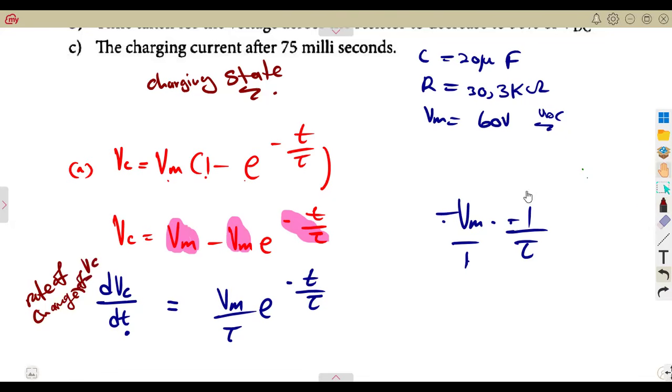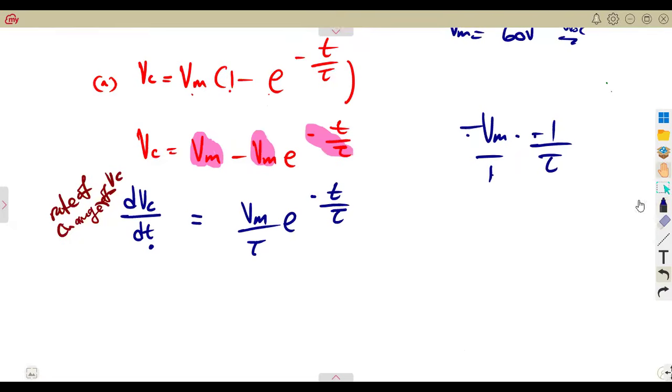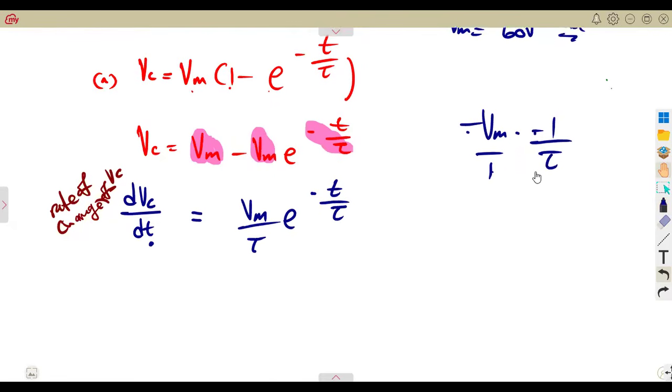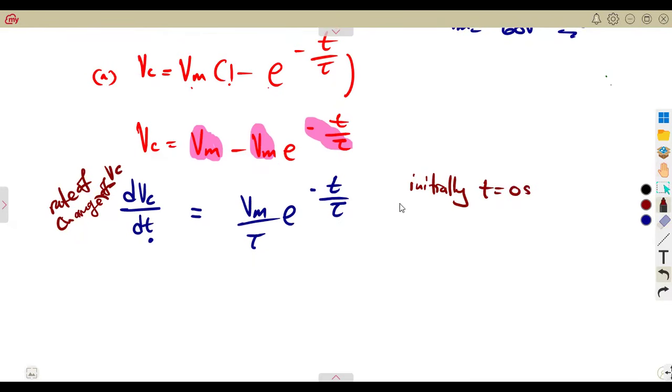But the question is not just on the rate of change, they're saying initial. Once this is there, where are we starting from? That's the initial, from where you are starting. Your starting point is always when time is equal to 0. So that's the initial condition. Initially, remember, time is equal to 0 seconds. So the time is 0 there.